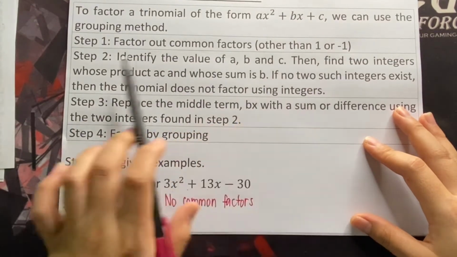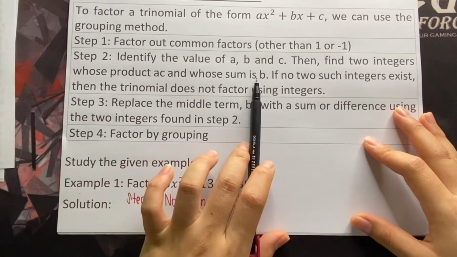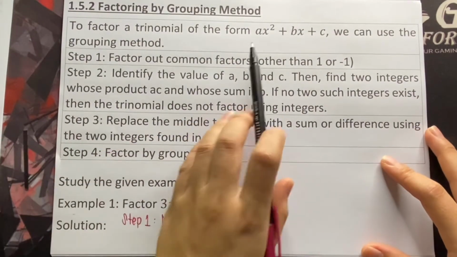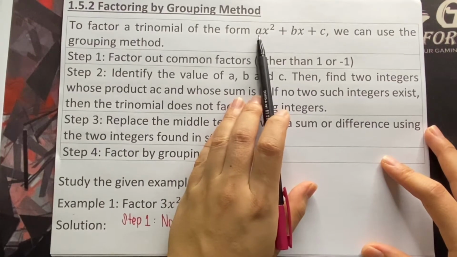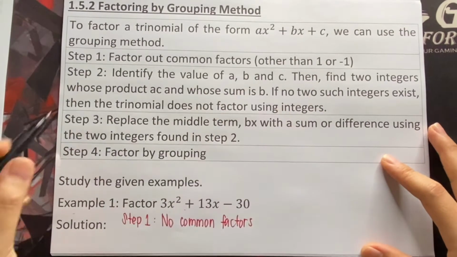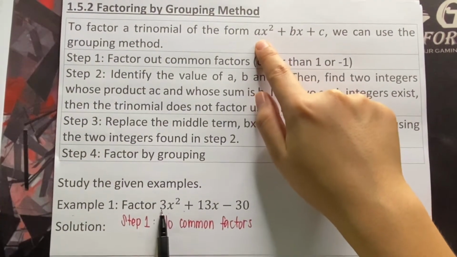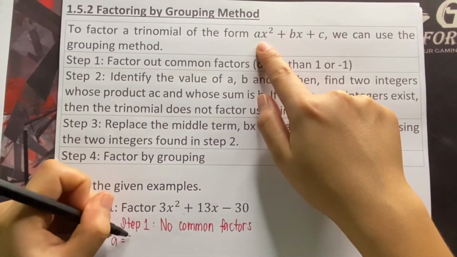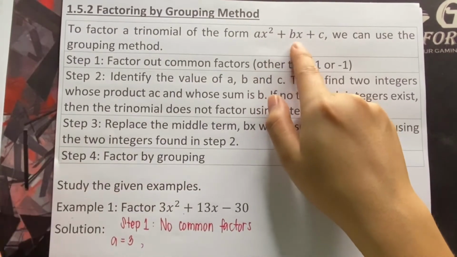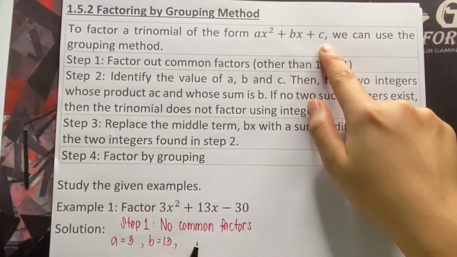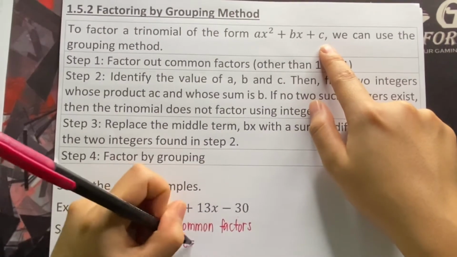Then find the two integers whose product is AC and whose sum is b. Katulad lang din ng kanina sa factoring the general trinomial. So this time kasi meron na siyang numerical coefficient na mas mataas sa 1. Okay? Step 2, alamin natin yung a, b, and c. Yung a natin ay 3. A is 3. B is 13. C is negative 30.